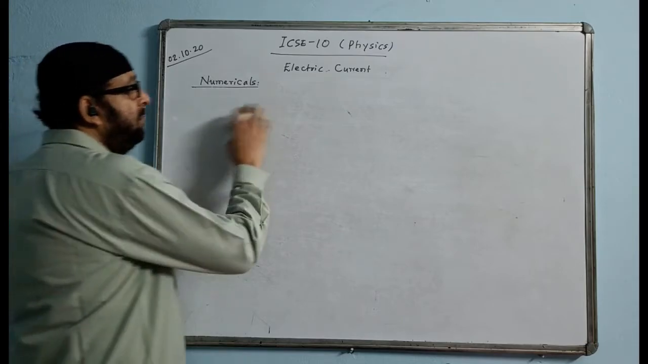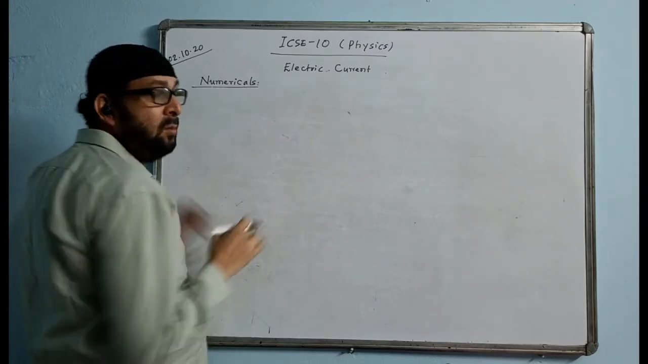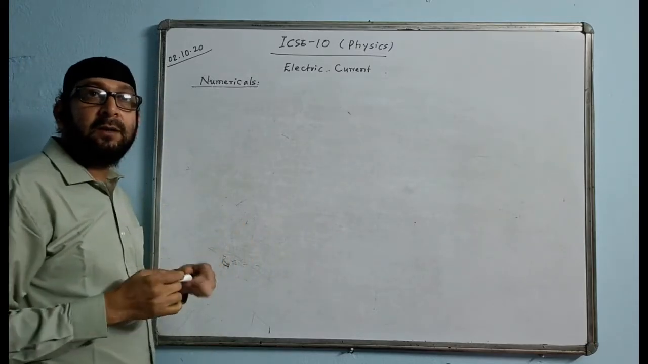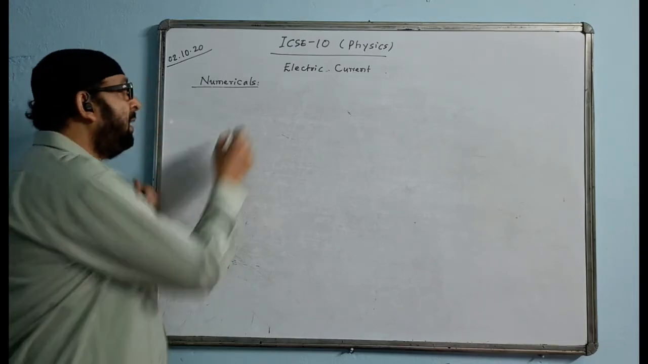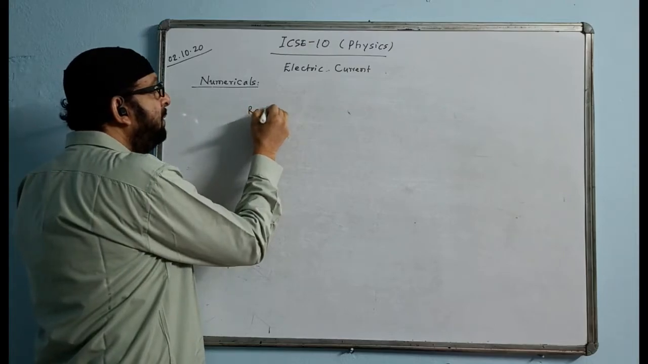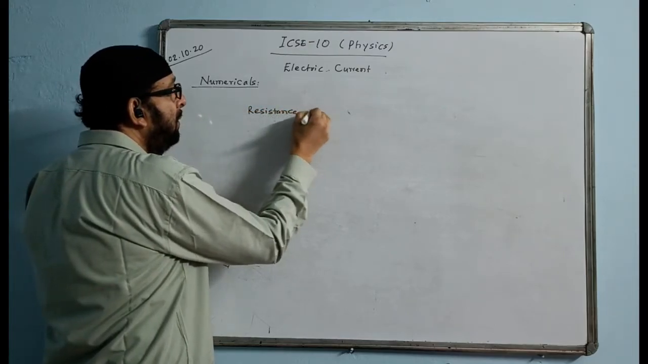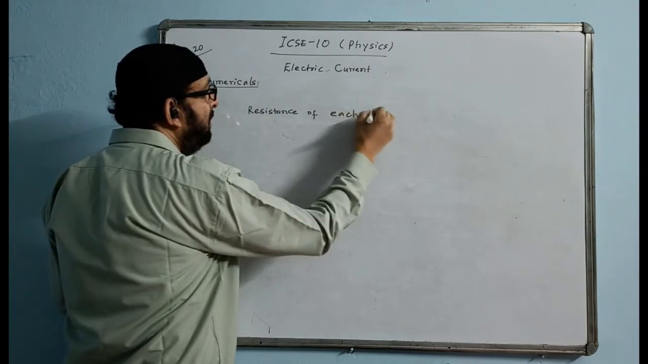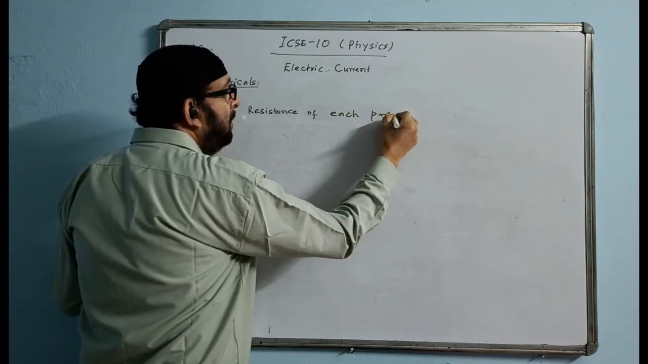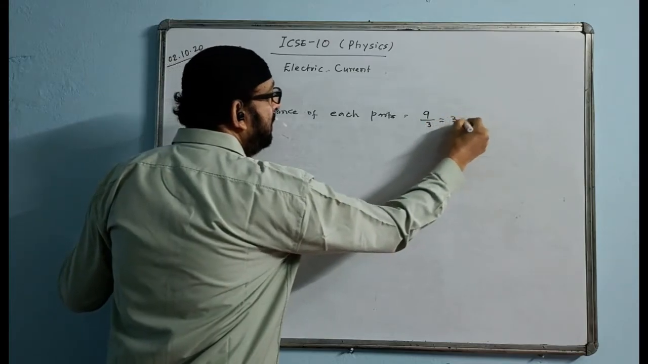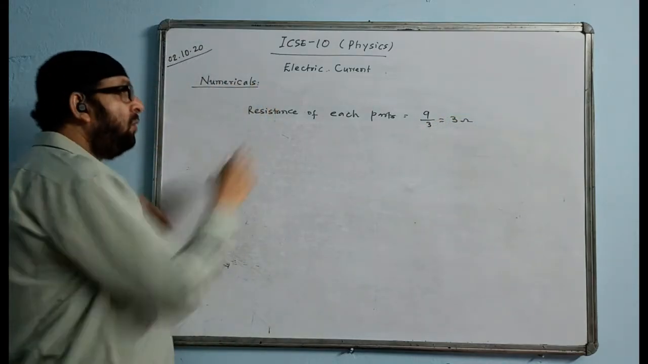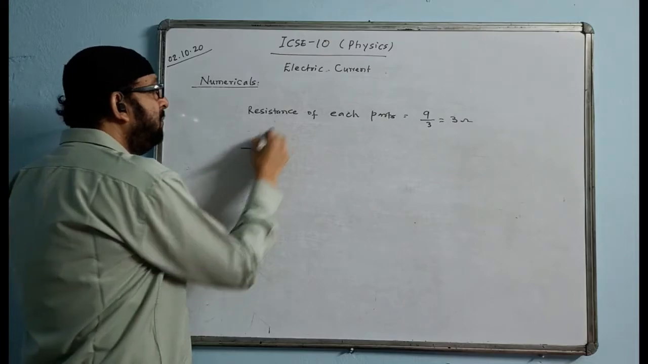That means the total wire resistance is 9 ohm, and you are dividing into 3 parts. What is the resistance of each part? 9 upon 3, that means 3 ohm. We write here resistance of each part is equal to 9 divided by 3, the answer is coming 3 ohm. Now each part we are joining in parallel.